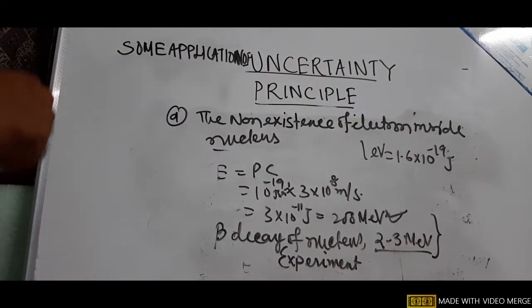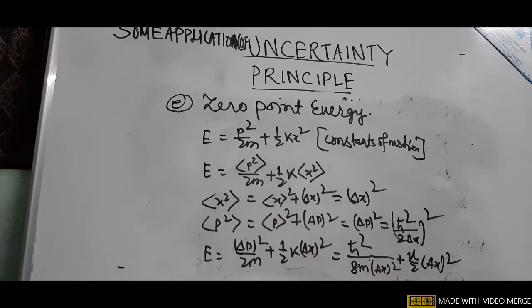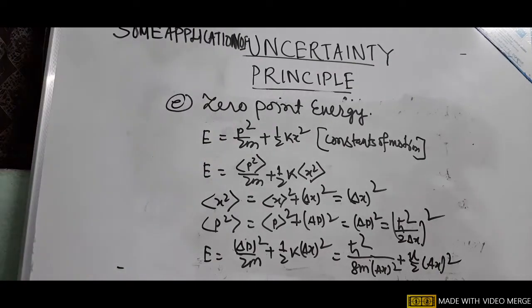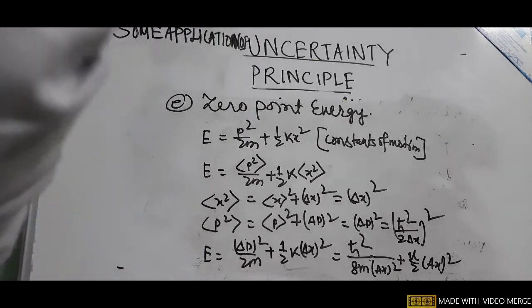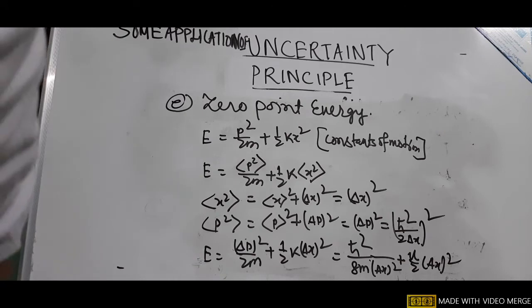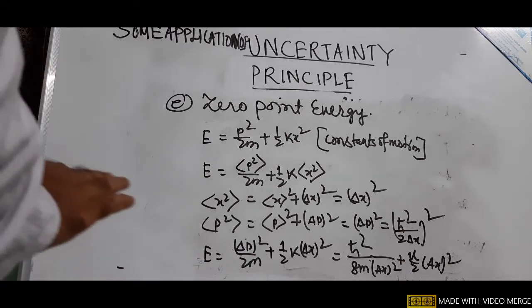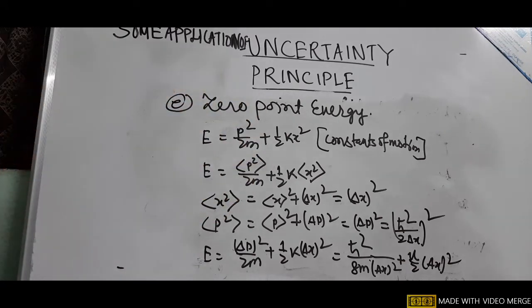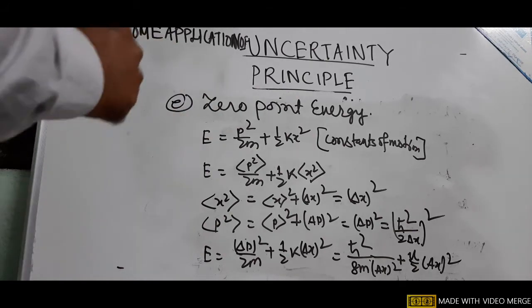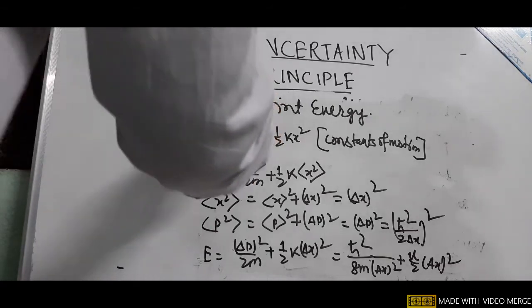Then we are coming to the next: what is the zero point energy. So the last application of the uncertainty principle is the zero point energy. As you know, the kinetic energy of the atoms is directly proportional to the absolute temperature, and at absolute zero temperature they would stop the oscillatory motion. The atoms will stop their oscillation, and they will remain fixed at their lattice positions.